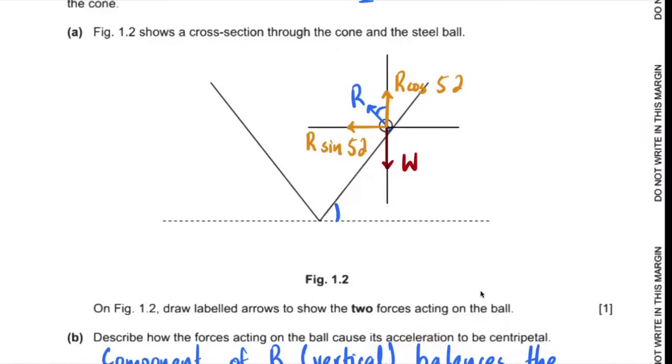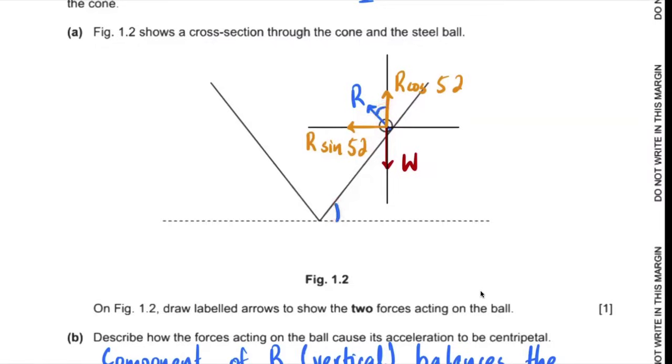Another type of question, which would also mean exactly the same thing, is if it would say describe how it is in circular motion. So the idea is that for circular motion, there needs to be a resultant force towards the center. If I resolve this into components, I know that if this is 52, and then this would be 90 minus 52. And then again, because this is 90, this would be 90 minus 52, 90 minus 52. So this would again be 52, right? So this and this angle are the same.